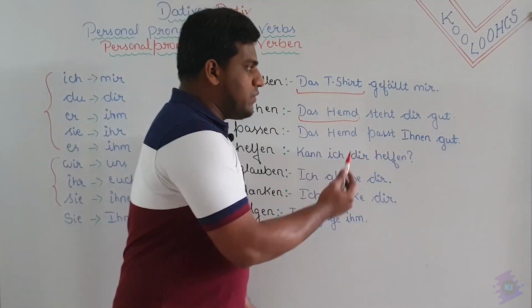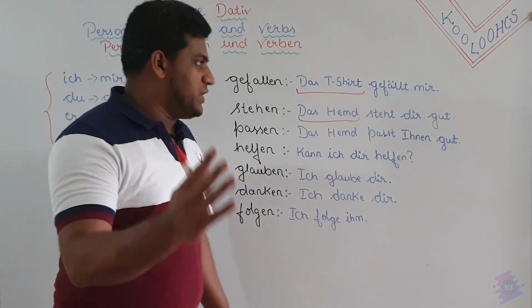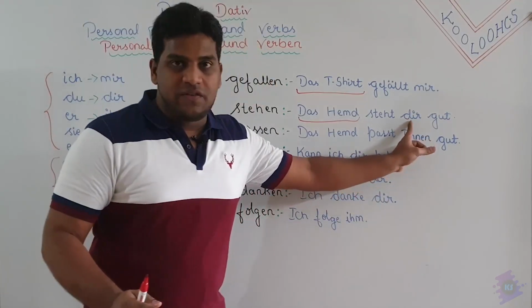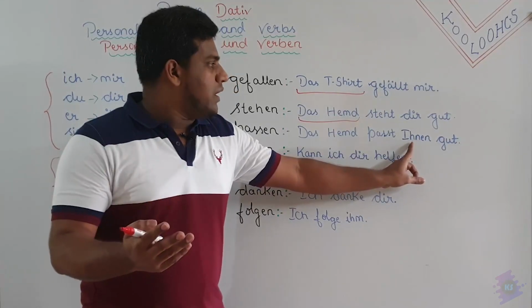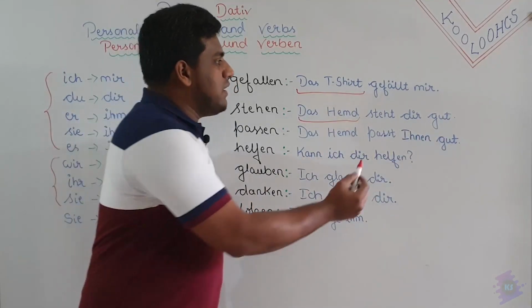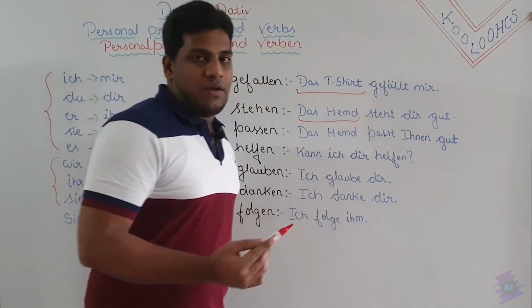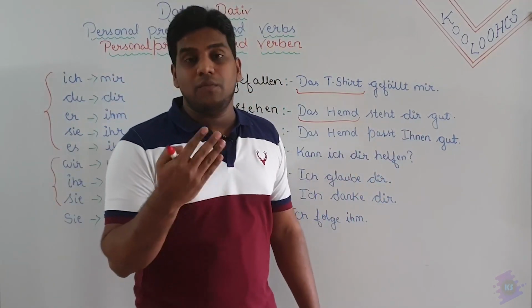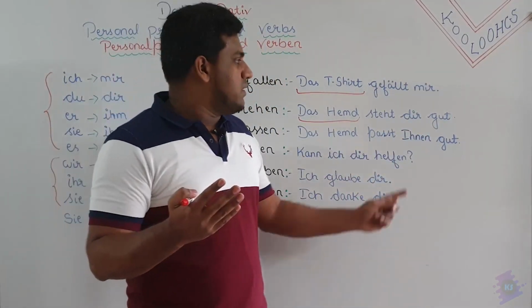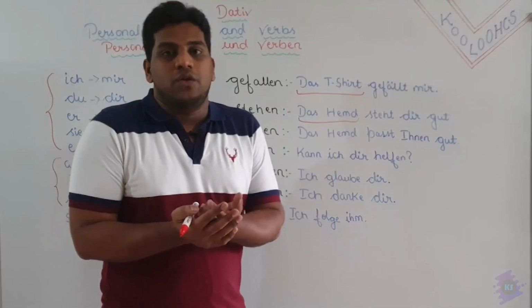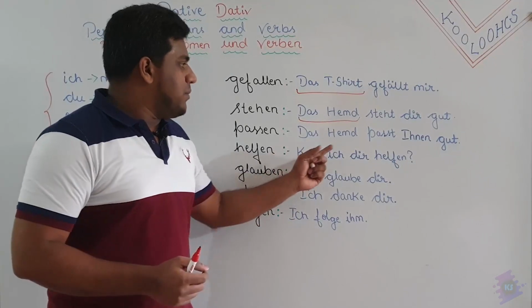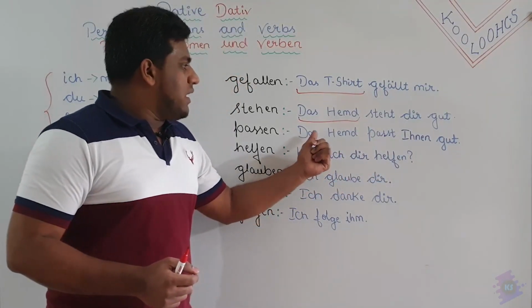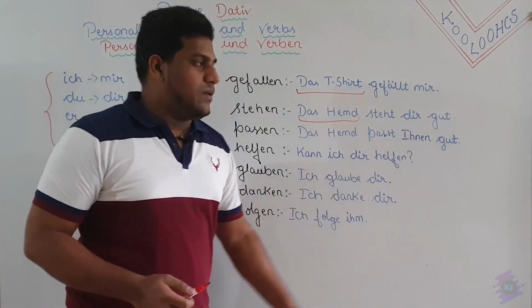So here also I am using you as the object. Here I used you as the object, but I said dir. Here I said you as the object, but I used Ihnen. The difference is, here I am giving respect. Dir is an informal usage. The informal you is dir, and the formal you, for elders, is Ihnen, okay. That's why I am using Ihnen here. Das Hemd passt Ihnen gut, okay.